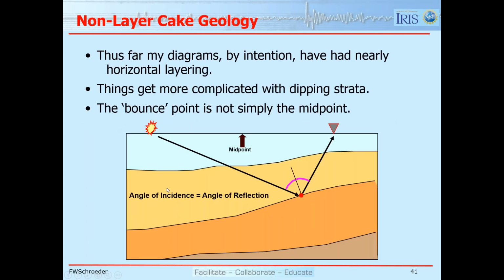Most of my diagrams thus far have had nearly horizontal interfaces, but if we have dip on the interface, the angle of incidence equals the angle of reflection. We draw a perpendicular to the interface, and that's where we measure these angles. So if I have dip on the interface, I may have a shot here. The energy would go down, bounce off of this point, and be detected here. And so the bounce point is not at the midpoint, as it was if the interface was flat.